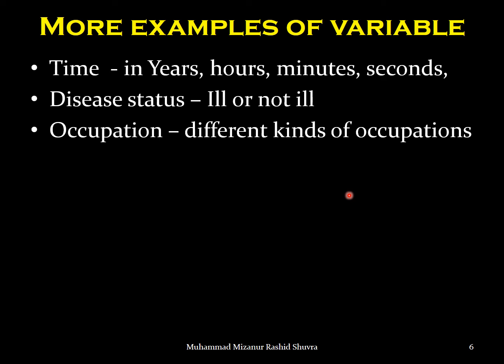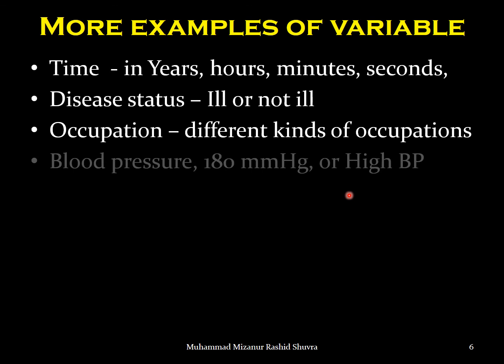You can have occupation, for example, as a variable. Why? Because different people have different occupations. And then blood pressure can be 180 millimeters of mercury, if it's systolic or even diastolic, whatever, it's a high blood pressure. So you can say high blood pressure, low blood pressure, or you can actually measure the blood pressure in different numerical values.